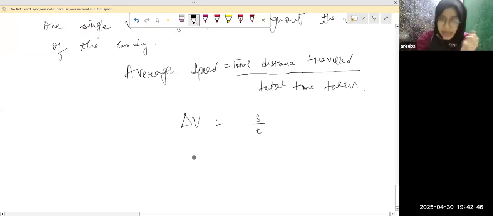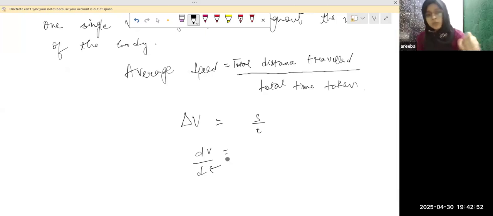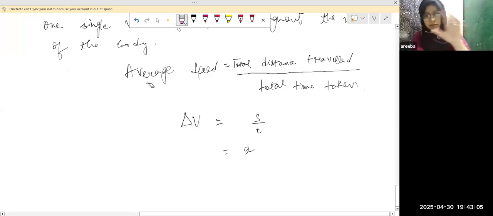I'm just telling you that in higher classes, you're going to study dv by dt, like this. What is d? The differential parts. You will study the difference between delta and this d part in higher classes. That's why I've written without any letters this time. Average speed is equal to total distance traveled upon total time.